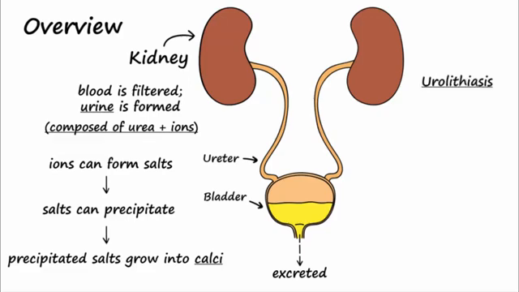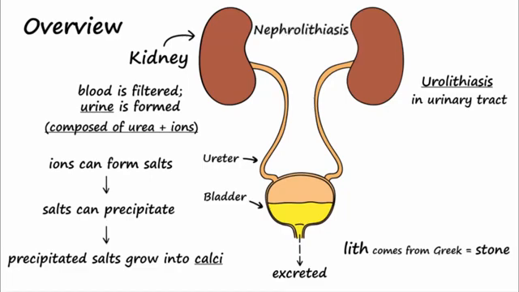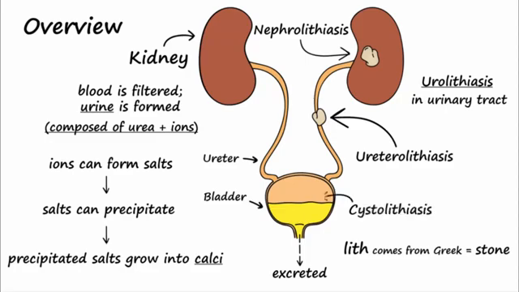Urolithiasis is a term that refers to stones forming in the urinary tract. The word lith comes from Greek and means stone. A stone located in the kidney is known as nephrolithiasis or renal calculi. If the stone is located in other parts of the urinary tract, such as the ureter or bladder, then it's known as ureterolithiasis or cystolithiasis.